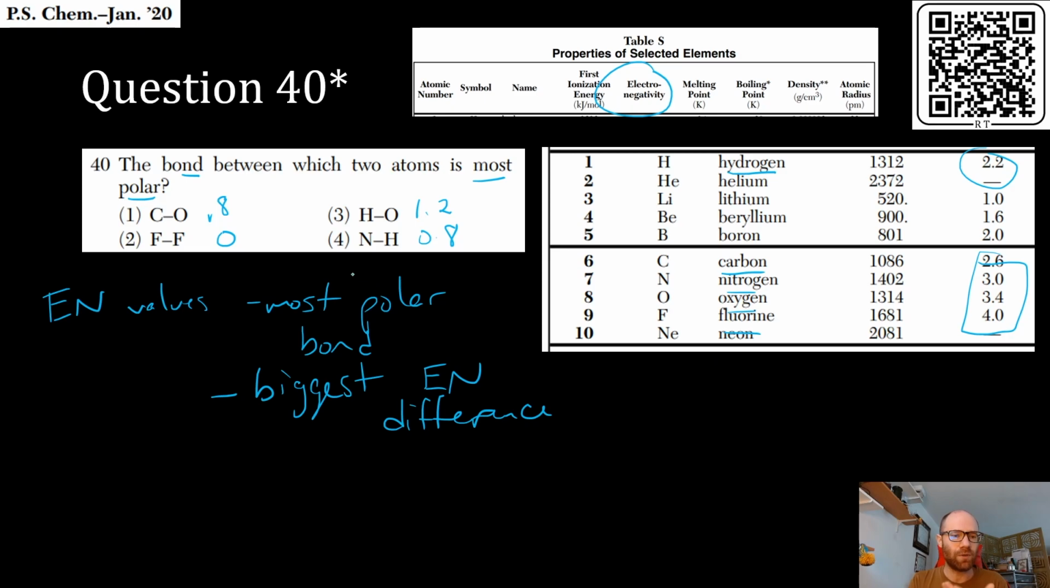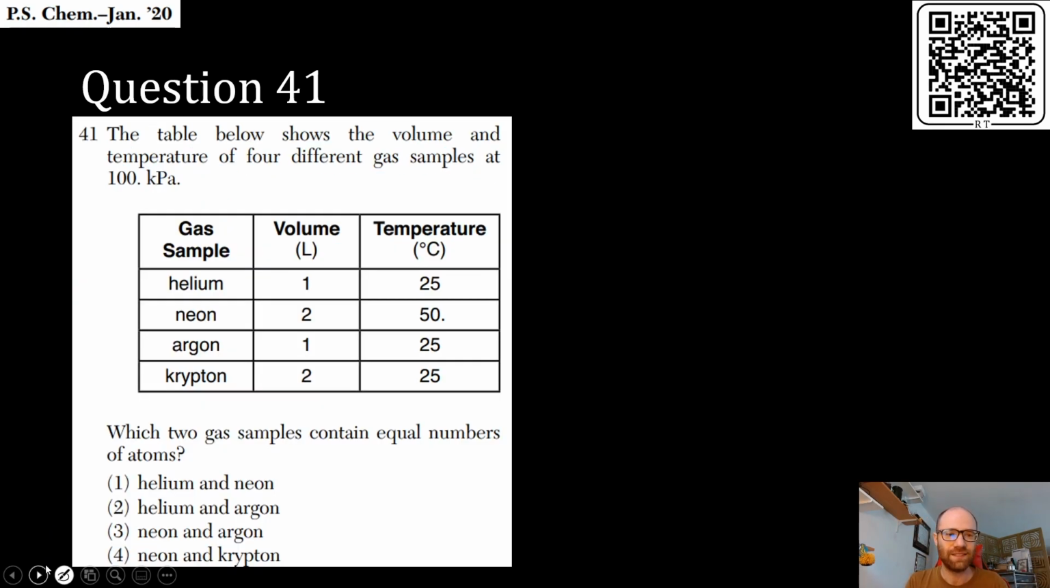So the most polar. Before I even make that distinction, even if you didn't know what you were doing, we should remove 1 and 4. So we're either looking at the largest difference or the smallest. In this case, we're going here. An FF bond is a nonpolar bond. You might want to remember that anytime you've got two of the same element bonded, it is nonpolar. So our answer is 3.